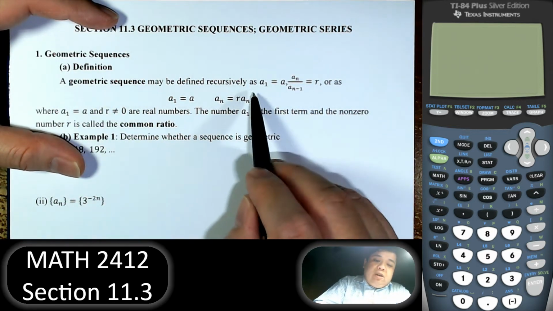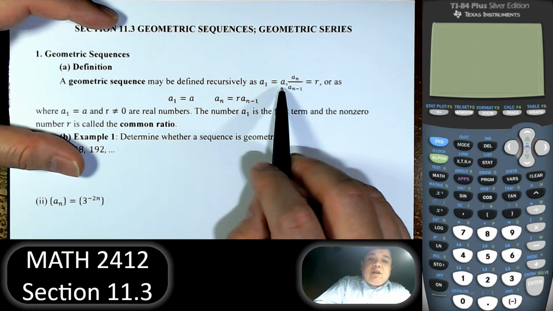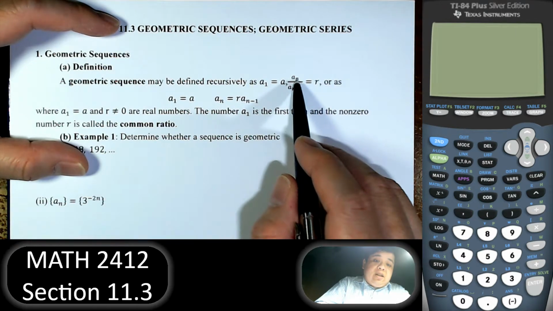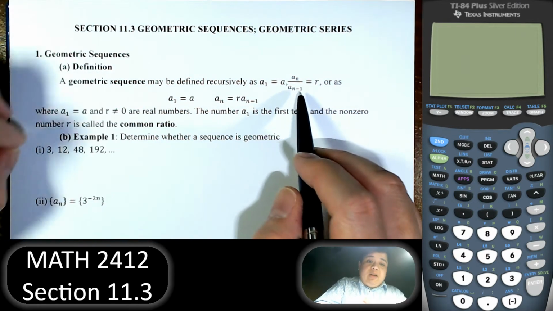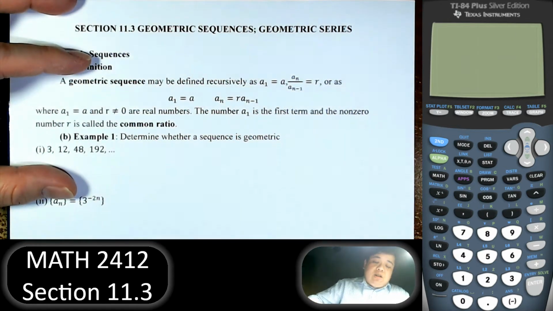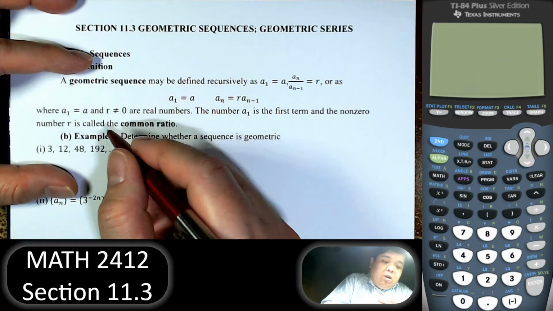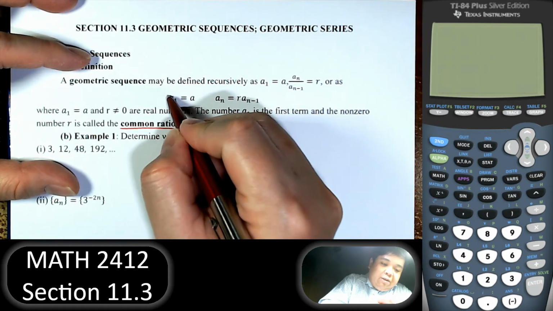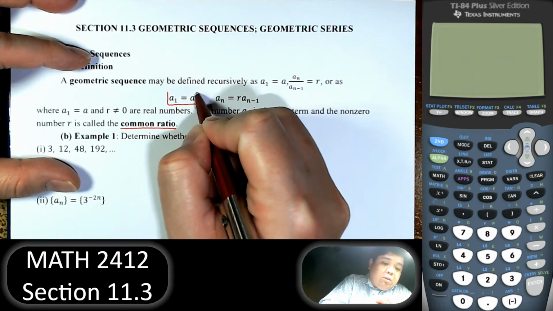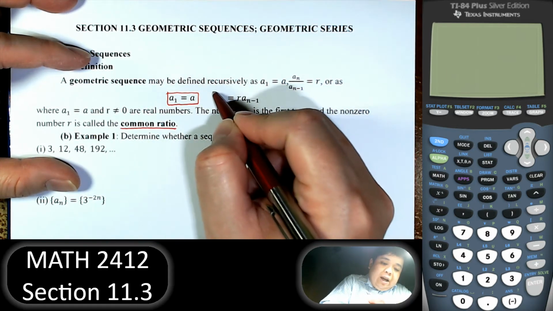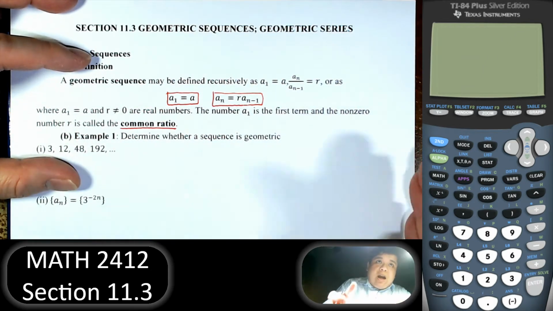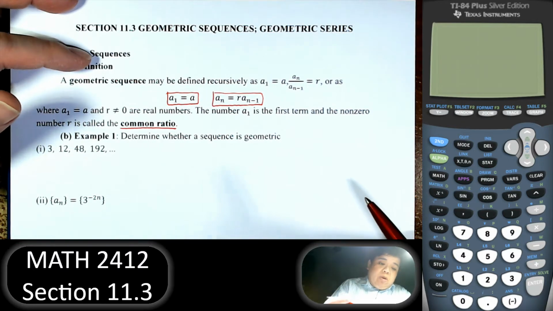A geometric sequence is defined as follows: the first term is equal to a constant. We know the first term, and the next term divided by the previous term is equal to a constant, and that constant is called the common ratio. So we have the first term equal to something, and to get to the next term from this term, we multiply by that constant r, so r is the common ratio.